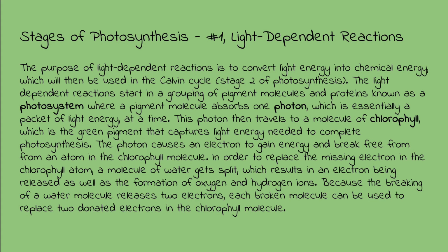In order to replace the missing electron in the chlorophyll atom, a molecule of water gets split, which results in an electron being released as well as the formation of oxygen and hydrogen ions. Because the breaking of a water molecule releases 2 electrons, each broken molecule can be used to replace 2 donated electrons in the chlorophyll molecule.